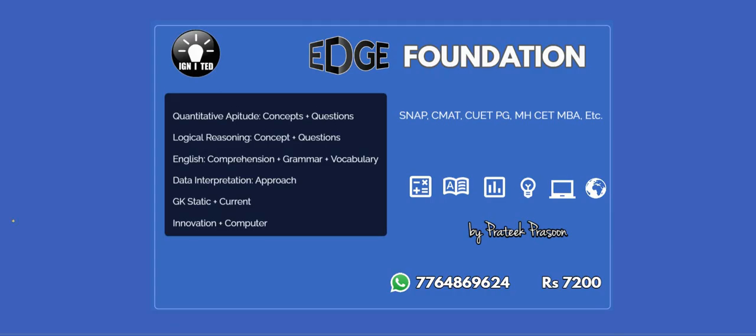A lot of students come to me and they generally prepare for some MBA examination, which can be SNAP, CMAT, CET, MSCET, MBA, etc. Most of these examinations have somewhat similar syllabus. Quant is there in all of them. Then logical reasoning is also there in all of them, along with DI. And then English is there.